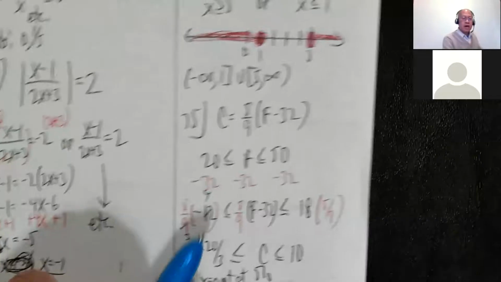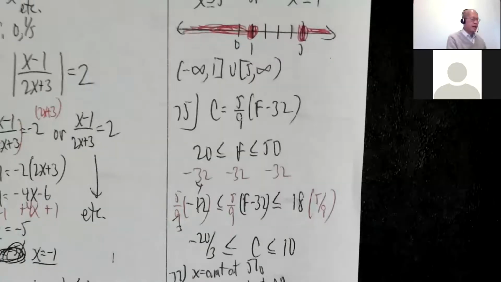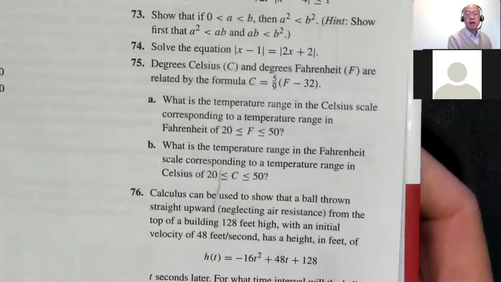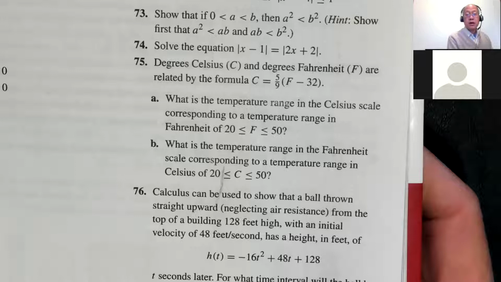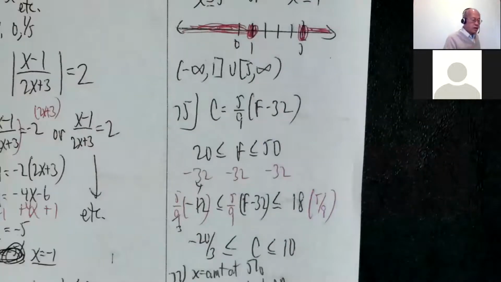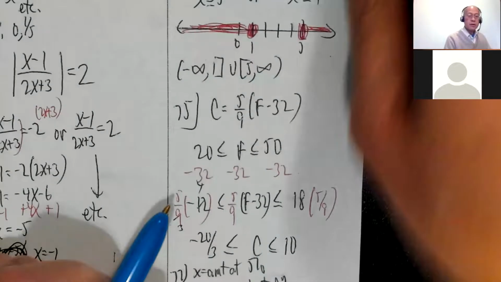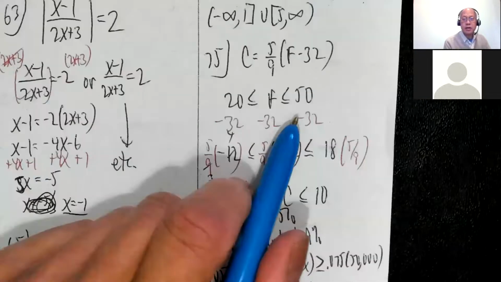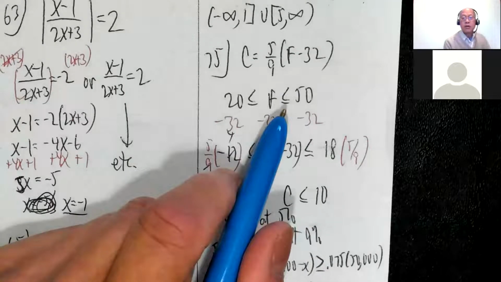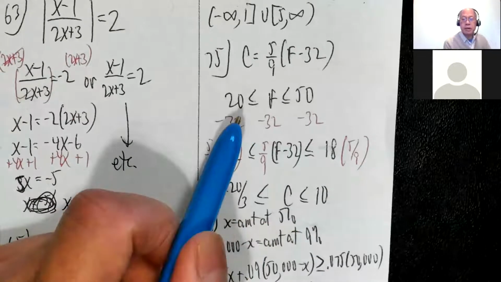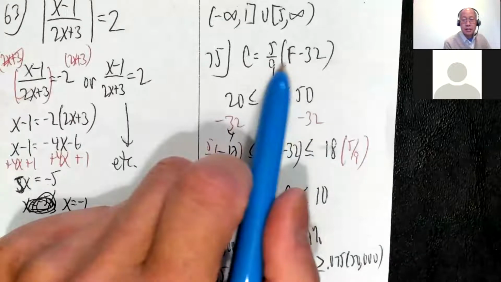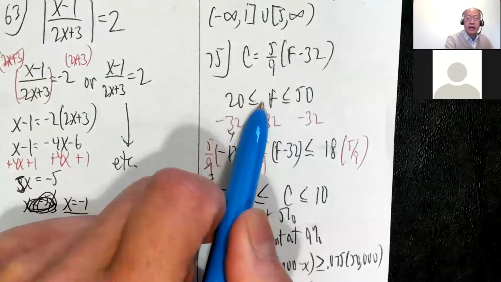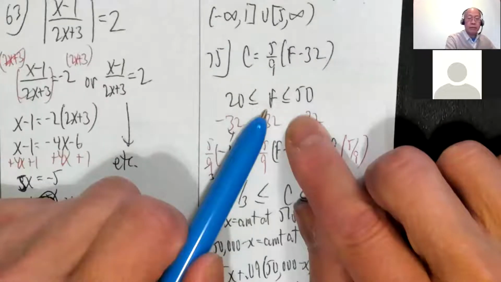Okay, so for 75, they said Fahrenheit was between 20 and 50. So here's what I do. 20 less than or equal to F, less than or equal to 50. What I do is force the thing in the middle to look like this. Then I'll change it to C. Okay, so what do you mean by that? Okay, see that F in the middle, right? I want to make it look like this.